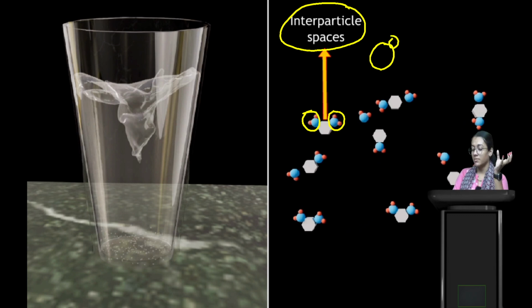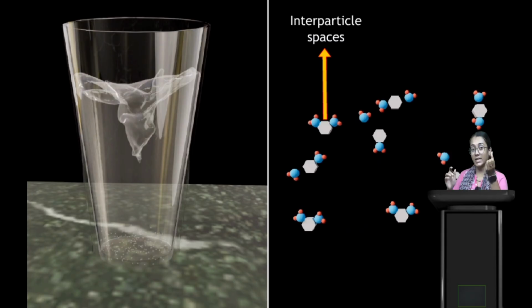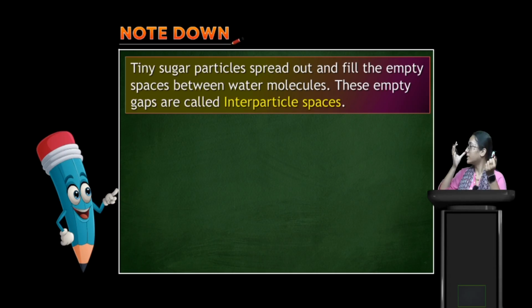See, this is one water molecule and this is another water molecule. The space between them is known as interparticle space. The space between two particles is known as interparticle space. Okay. So what happens here? Everyone write it down. The tiny sugar particles spread out and fill the empty spaces between water molecules. These empty gaps are called interparticle spaces.